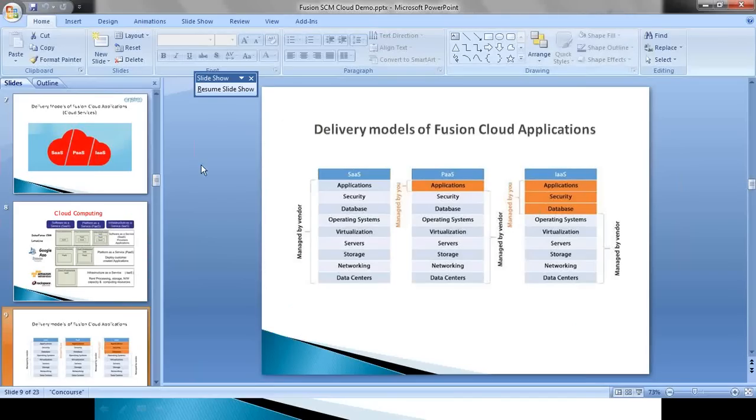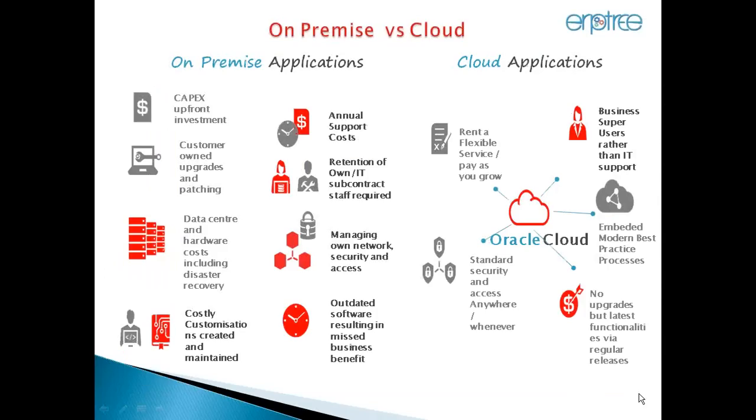So here is the point. Rent a flexible service, pay as you grow. For example, if you need a 100-user subscription, take it. If your organization is growing and you want more subscriptions, you pay and use them. No need to take a license for the product. That is one point. The other point is standard security and access, anywhere and whenever you require. This is possible here with more security.